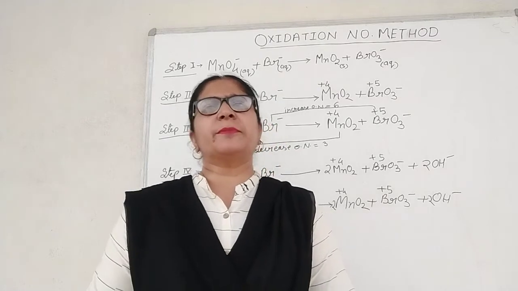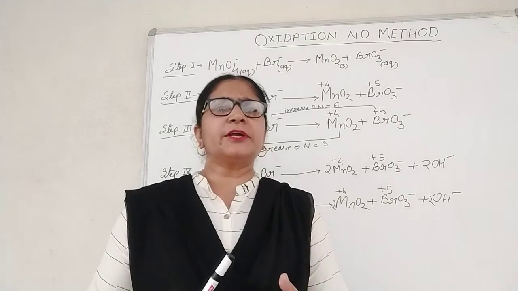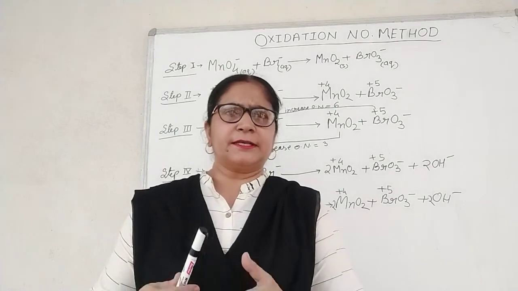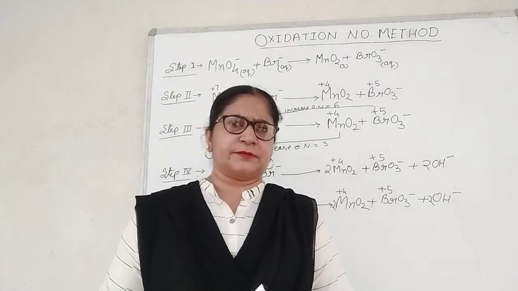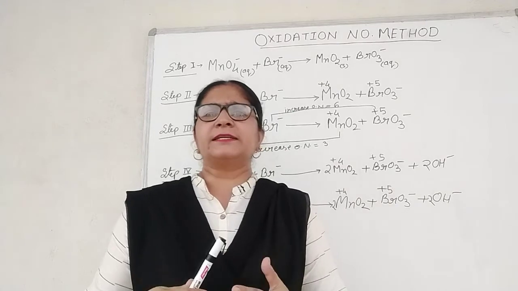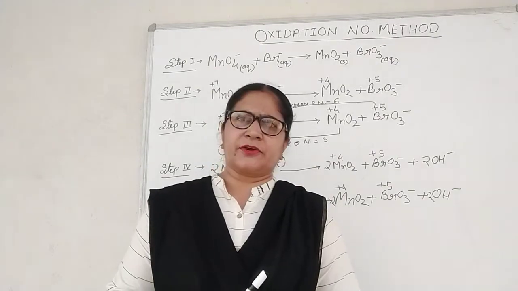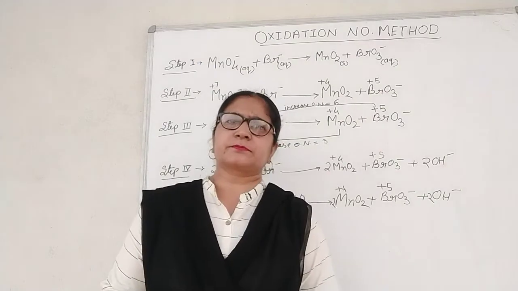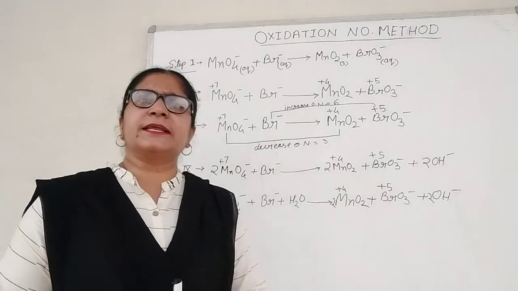The oxidation number method is based on the change in the oxidation number of the reducing and oxidizing agent. The half reaction method is based on splitting the redox reaction into two halves, the oxidation half and the reduction half. Let's discuss the various steps to balance the redox equation using the oxidation number method with the help of an example.